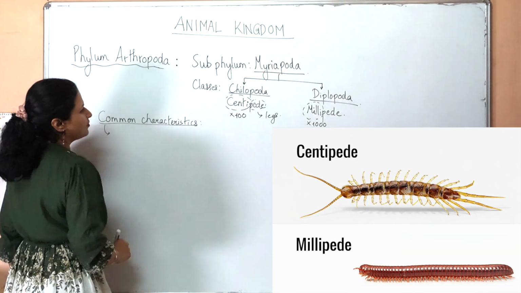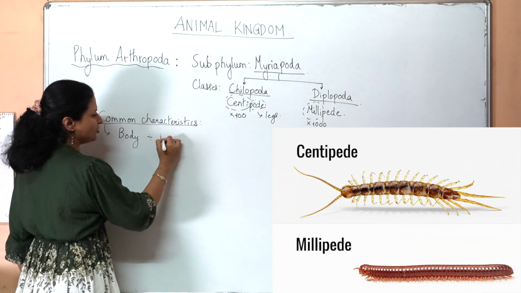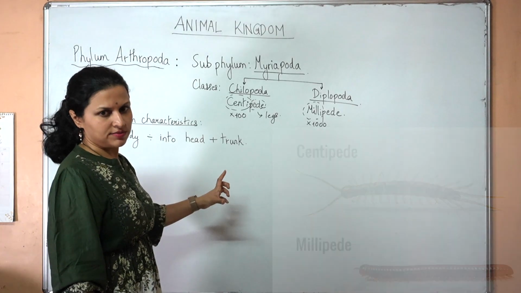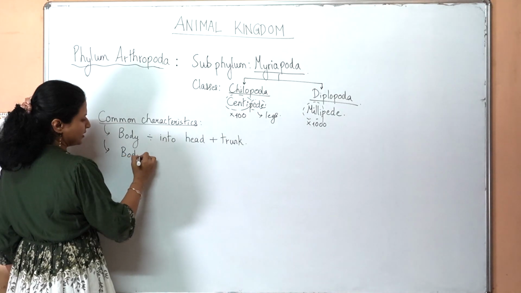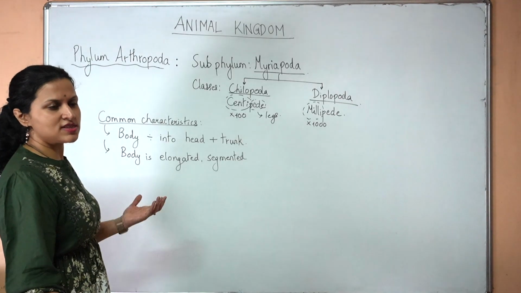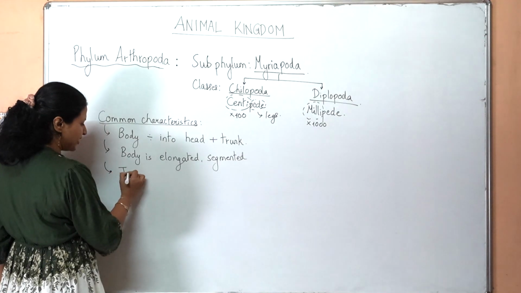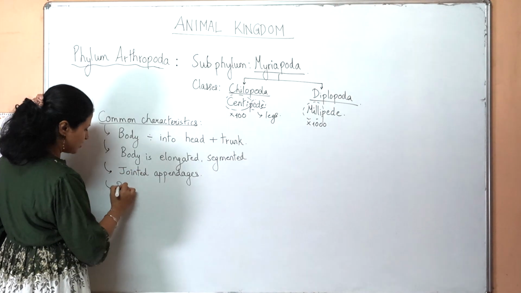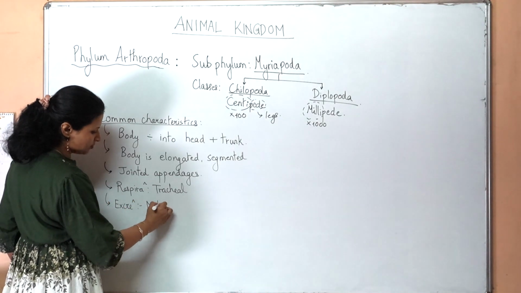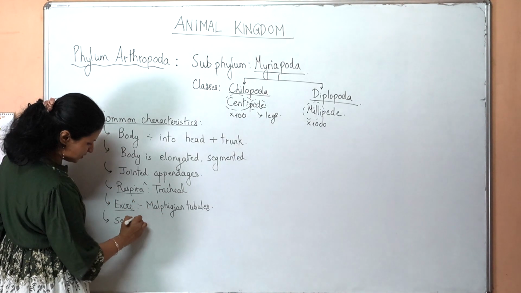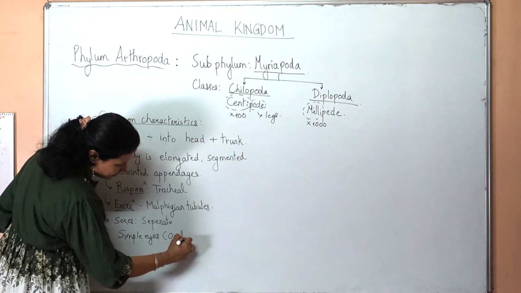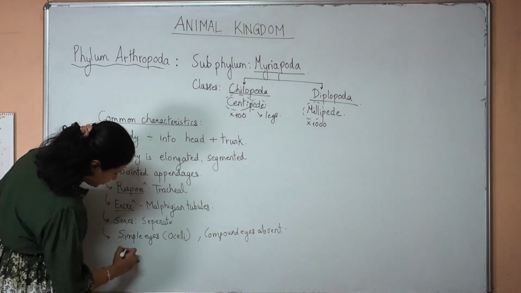Common characteristics. First and foremost, body divided into head plus trunk. Trunk is the fusion of the thorax and the abdomen to create an elongated body. Body is elongated and segmented. They are worm-like arthropods, just like how annelids were worms. Jointed appendages, both of them. Respiration will be tracheal. Excretion in both will be by Malpighian tubules, just like a typical arthropod. Sexes are separate. They both have simple eyes, which are called ocelli. Compound eyes are absent, and they both have one pair of antennae.